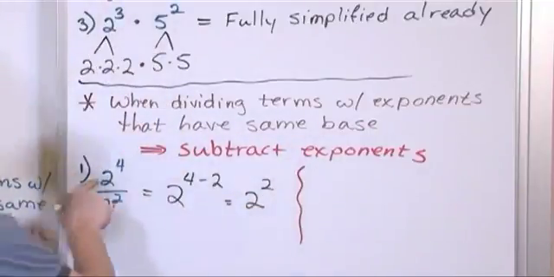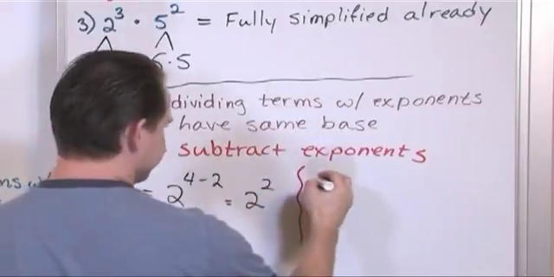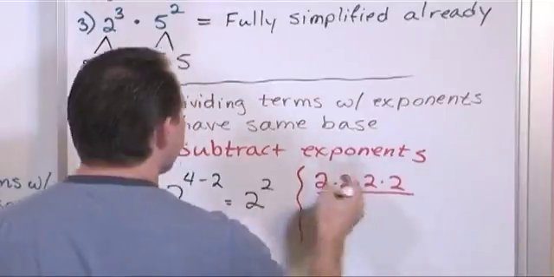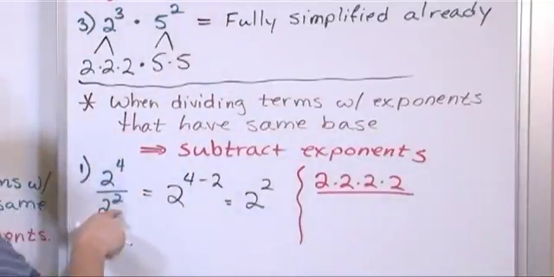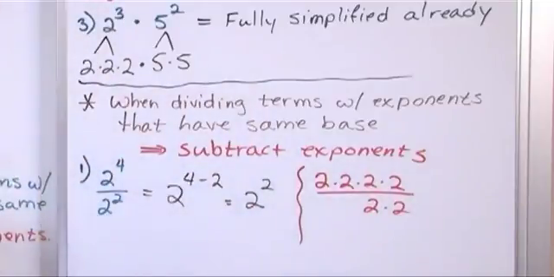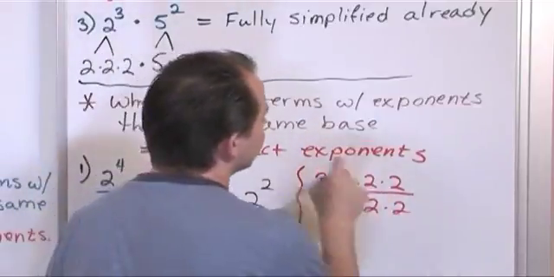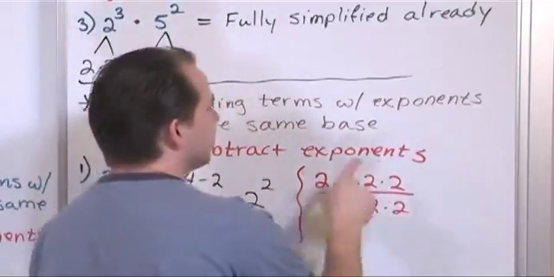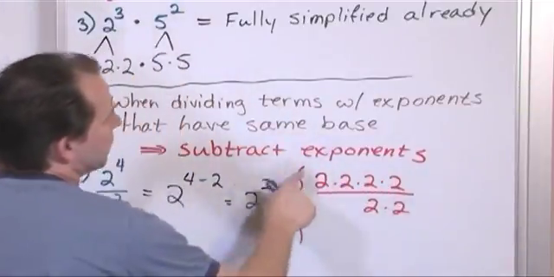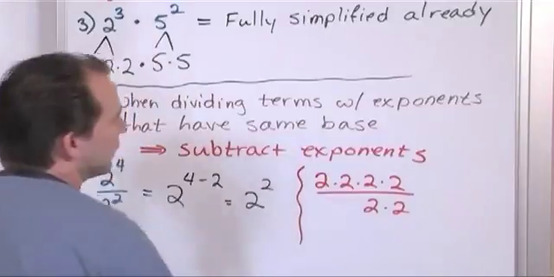So let's rewrite this here. 2 raised to the 4th power, what would that be? 2 times 2 times 2 times 2. That's 2 to the 4th power, right? Divided by 2 squared. 2 times 2, right? 2 squared. Now, we're going to talk about this a little bit more, but if you think about it for a second, all of these numbers are multiplied on the top, and all of these numbers are multiplied on the bottom. So all of these 2's are multiplied in the top, and all of these 2's are multiplied in the bottom.